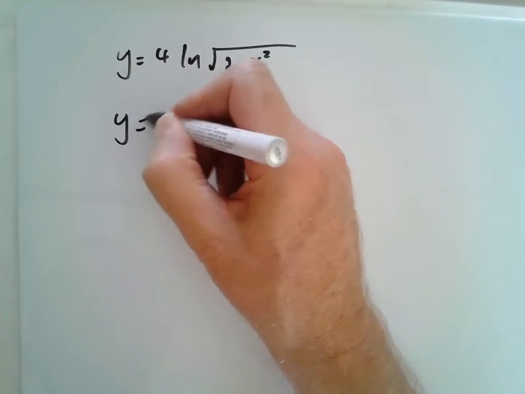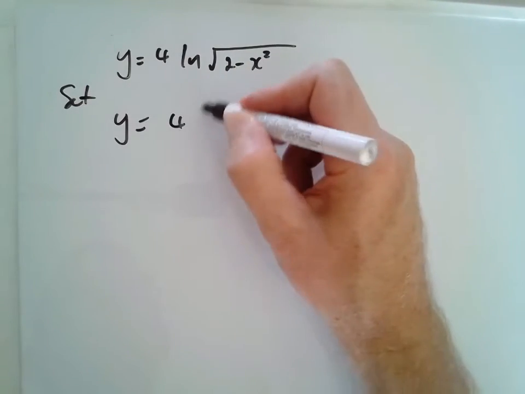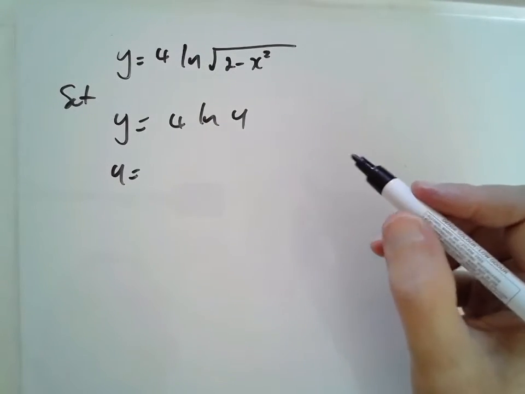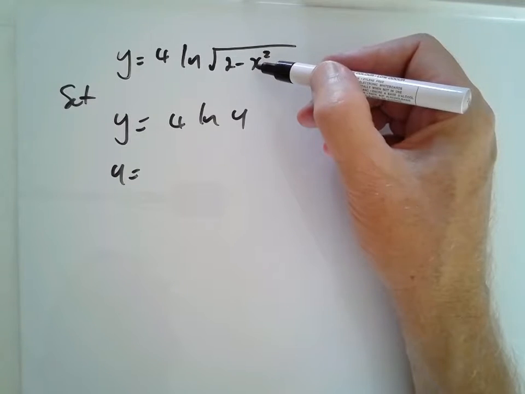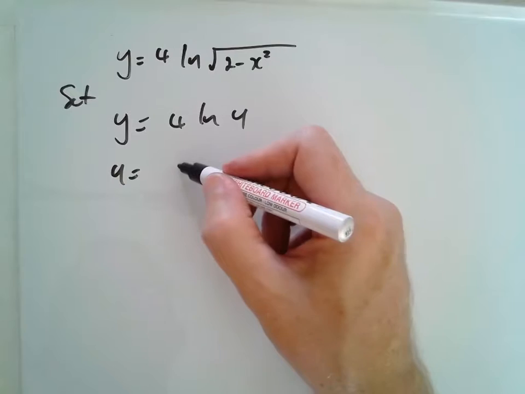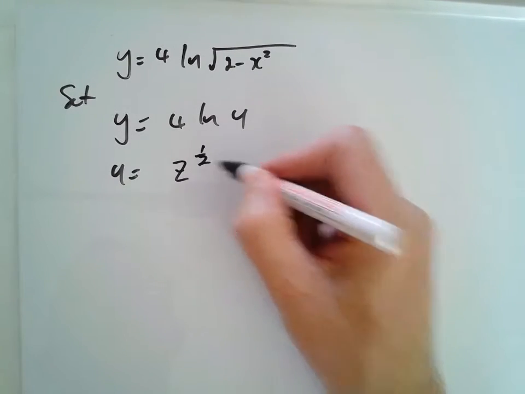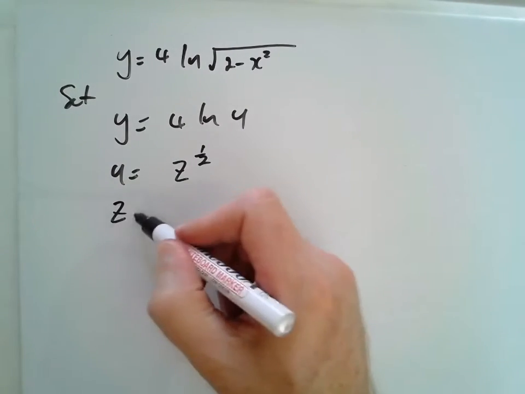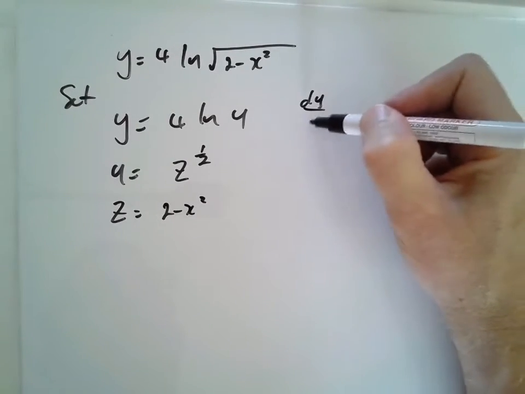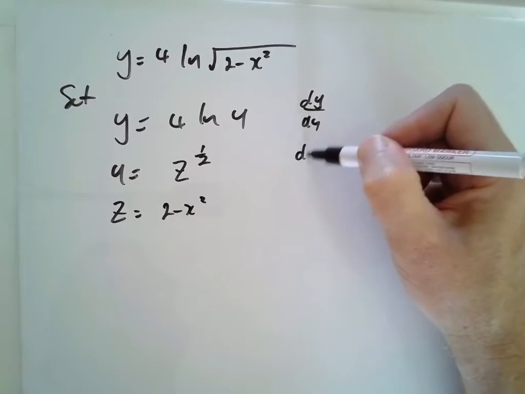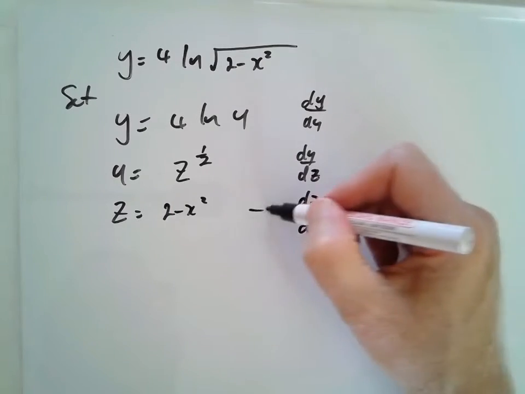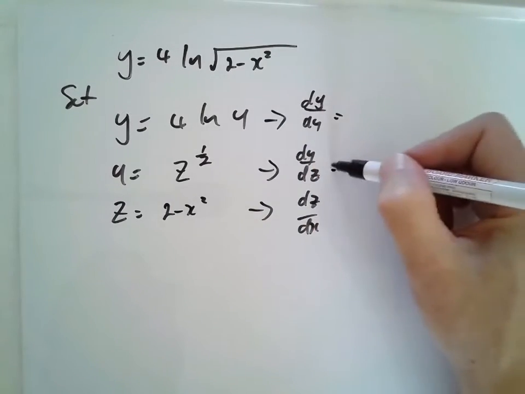So set y equals 4 log u, where u is the square root of something, and it's a big something, so that's another chain, or it's a chain in a chain. So u equals, what will we do, z to the half, and z equals 2 minus x squared. We need dy du, du dz, and dz dx. So we're going to differentiate that way.